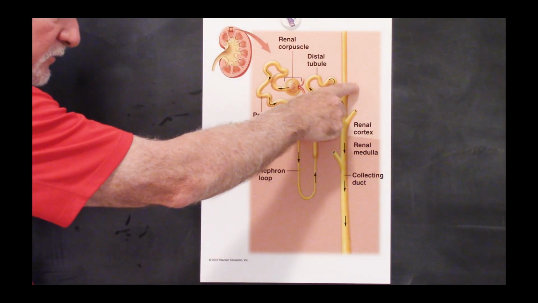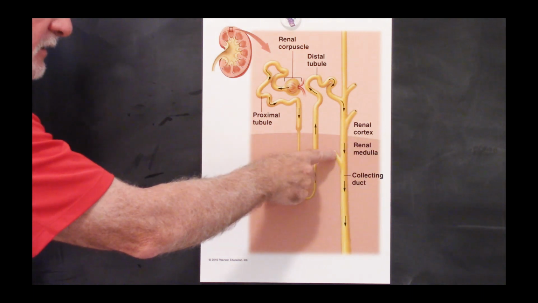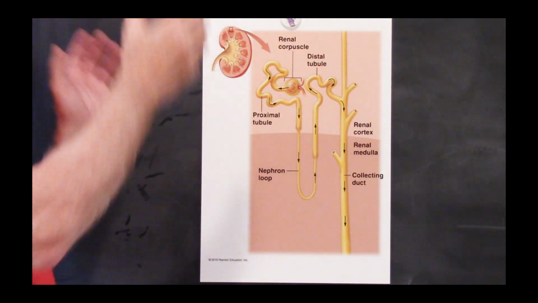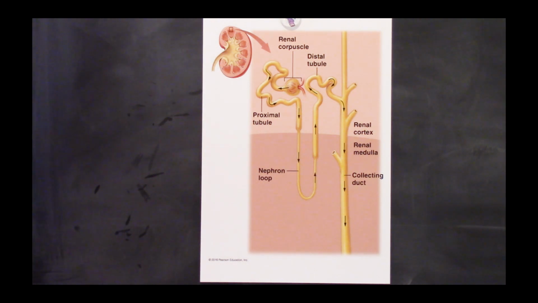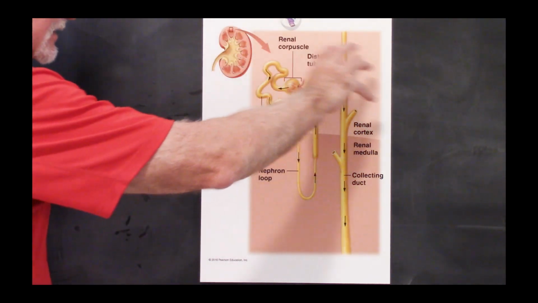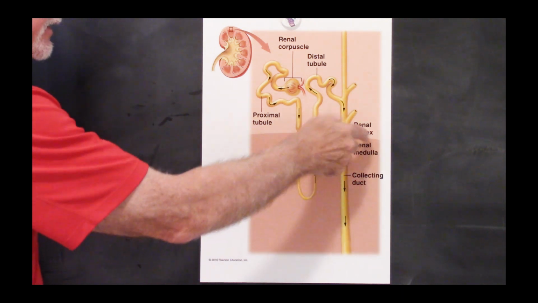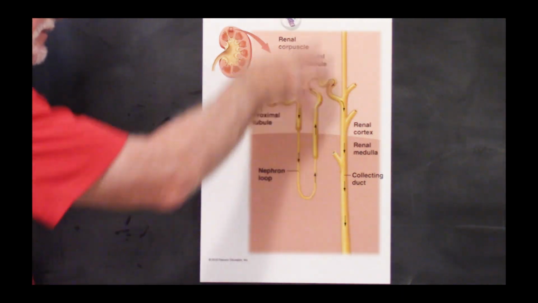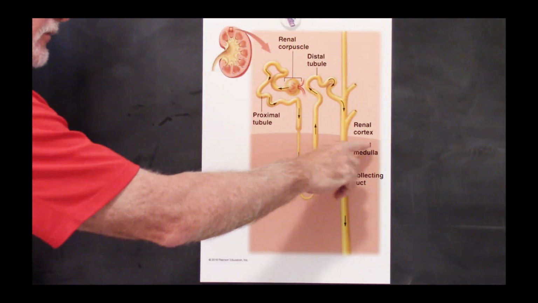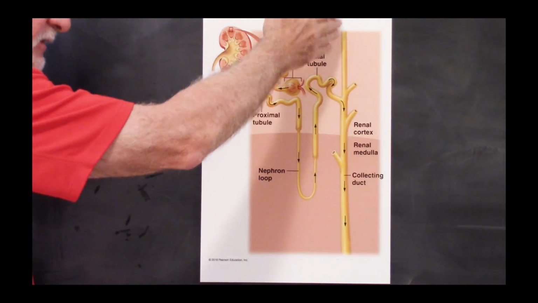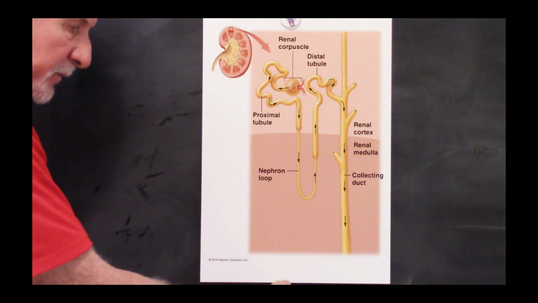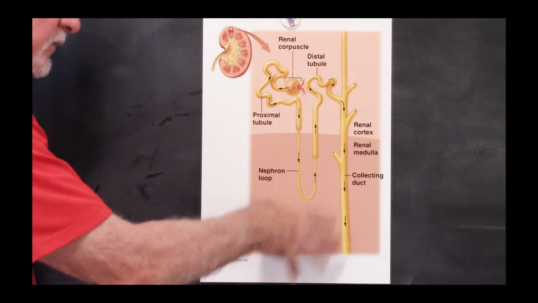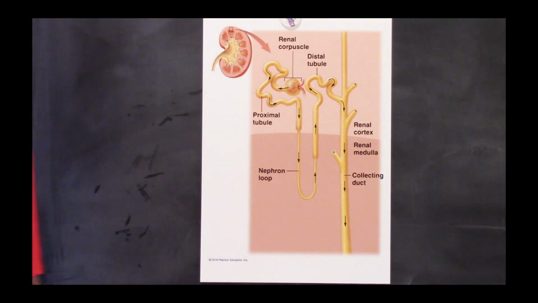And this would be a distal tubule and a distal tubule and a distal tubule here of additional nephrons that aren't shown on this illustration. So this is telling you that this area right here is in the renal cortex, and the nephron loops have dipped down into the renal medulla, and the collecting duct is going down all the way to the papilla at the end of the renal pyramid of the renal medulla.